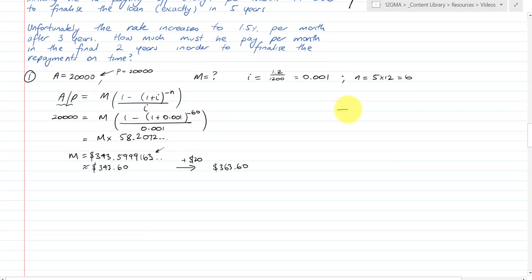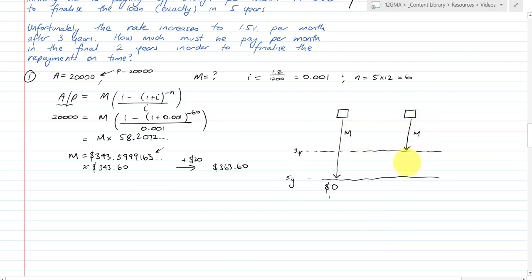So diagrammatically, he's taken this loan and he's repaying it down to $0, and we've got these repayments. But something changes here at the 3-year mark, and this obviously finishes at the 5-year mark. So what really happens is we're repaying to there with the same M, but then we get the change, the interest rate changes, and now we have a new system we have to calculate.